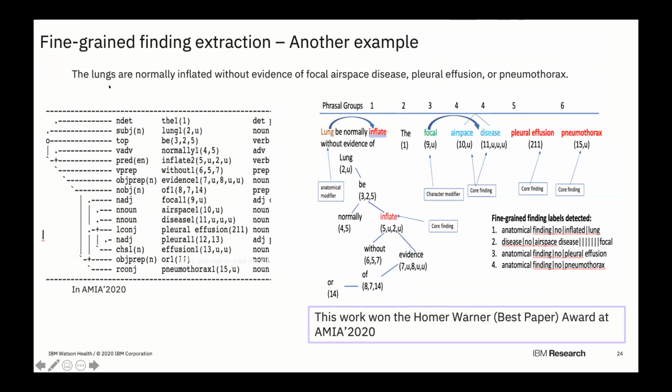So here's another example. Given a sentence such as this, the lungs are normally inflated without evidence of focal airspace disease, pleural effusion, or pneumothorax, you can break it down into 4 sets of findings. 3 of them are anatomical findings. One of them is a disease, which is airspace disease over here. Most of these in this case happen to be negative findings. But this type of detailed description of findings enables us to do fine-grained label report generation that I'll talk about soon. This work, by the way, at EMNLP won the Best Paper Award last year.